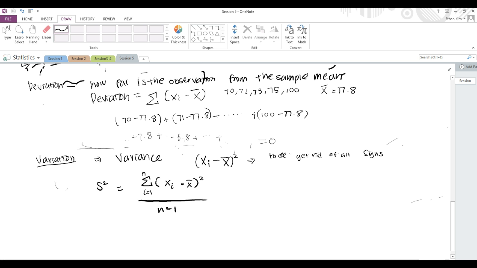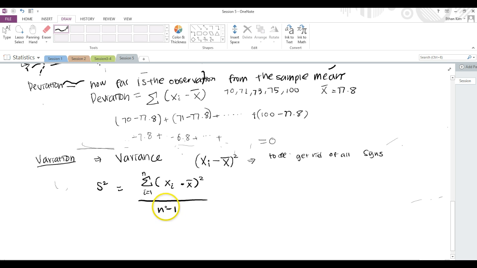Okay, so this part we understand, right? This part is what we discussed before. This is a deviation squared to get rid of all the signs, and we're going to add all that from observation 1 to n. So for all observations, we're going to do that. And we have something here on the bottom, n minus 1. And you might ask, why n minus 1?